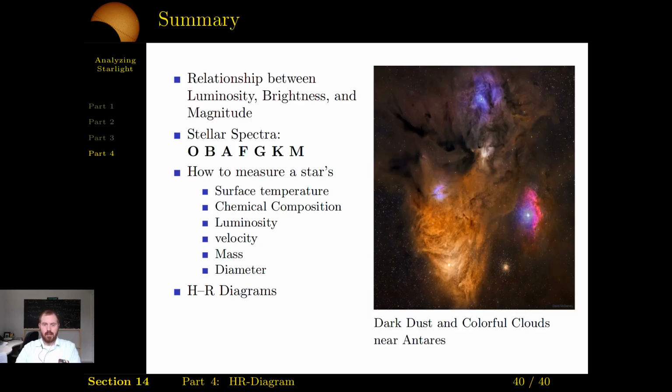All right. So, summary of what we've talked about so far. We know that there's a relationship between luminosity, brightness, and magnitude. We're going to start talking about stars and where they fall on the stellar spectrum. Remember, O, B, A, F, G, K, M. And from these things, we've talked about how to measure a range of stellar properties. And with those, we're going to start plotting stars on these HR diagrams, these Hertzsprung-Russell diagrams, and start discussing their stellar evolution.